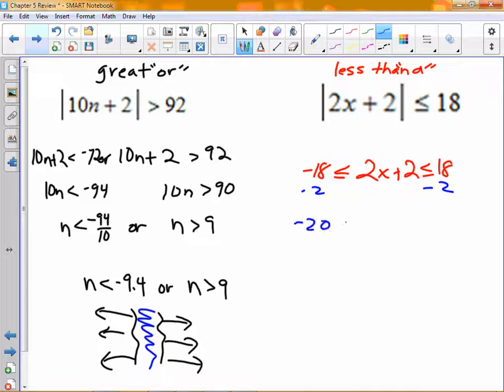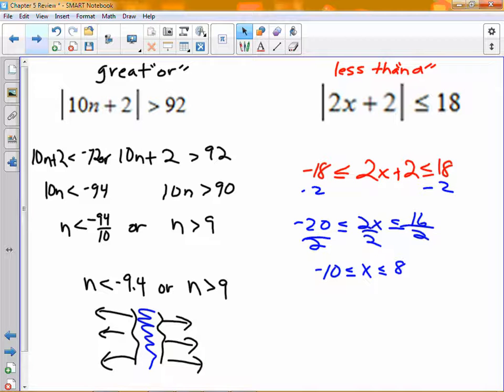That's going to give me negative 20 is less than or equal to 2x is less than or equal to 16. Finally, I'll divide everything by 2 and get negative 10 is less than or equal to x is less than or equal to 8. Earlier in the week, I described this, guys, as being the banks of a river.